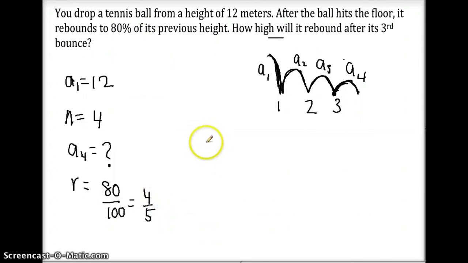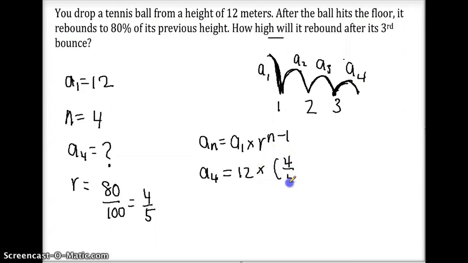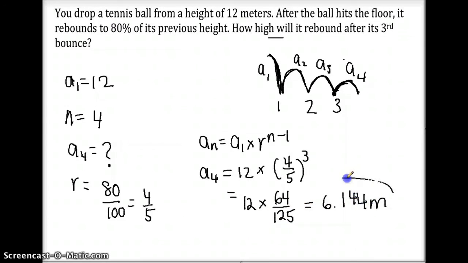So we're just going to plug this in the formula. an equals a1 times r to the power of n minus 1. So we have a4 equals 12 times 4/5 to the power of 4 minus 1, which is 3. So then we have 12 times 64 over 125, which equals 6.144 meters. So after its third bounce, it's going to go up 6.144 meters.